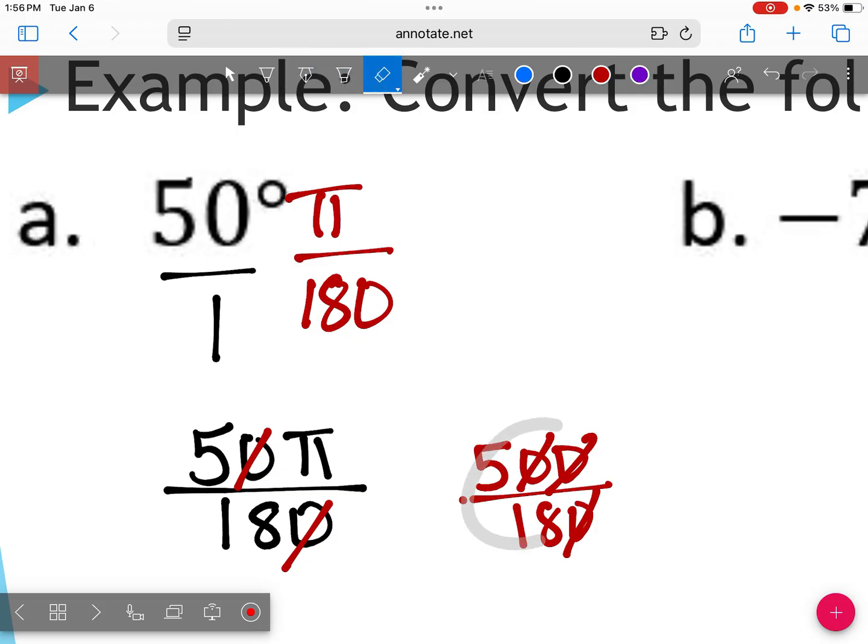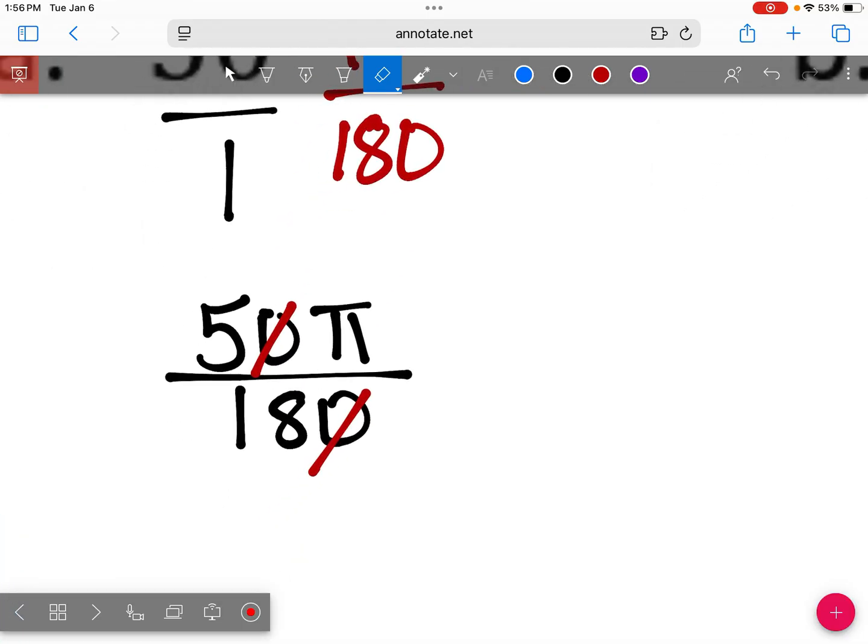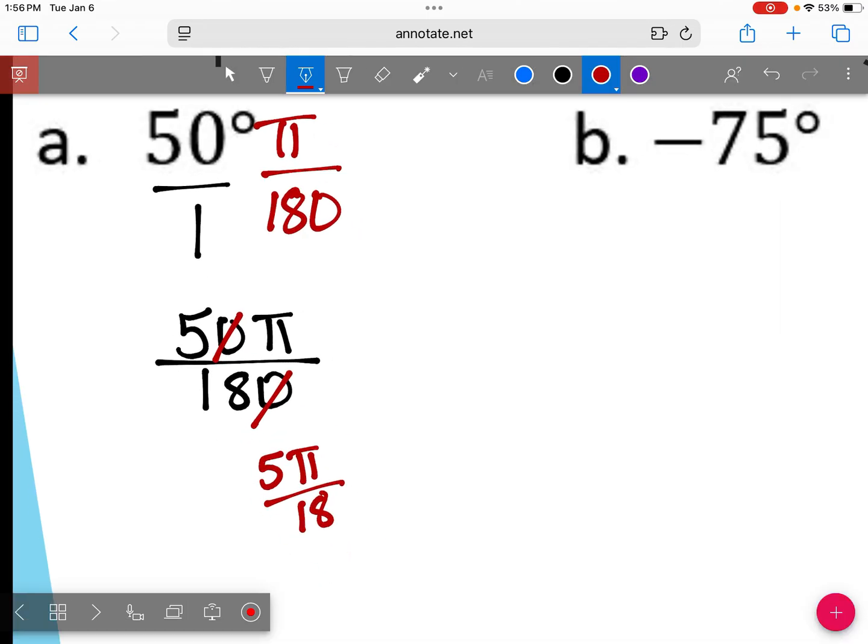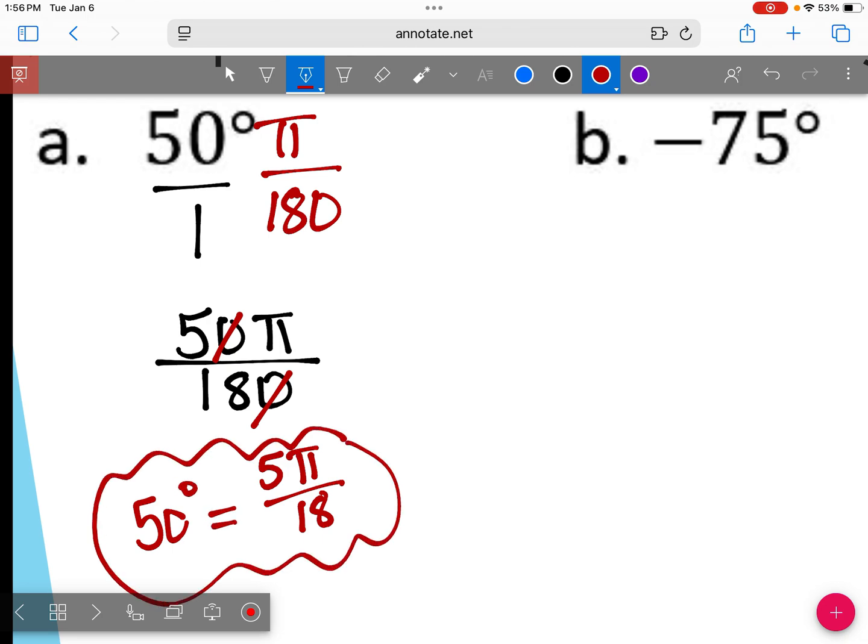So for this example, I can take 1 zero away, and I'm left with 5 pi over 18. That is my final answer. So 50 degrees is equivalent to 5 pi over 18 in radians. So what you're going to do is multiply it by pi over 180 and then reduce. That's it.